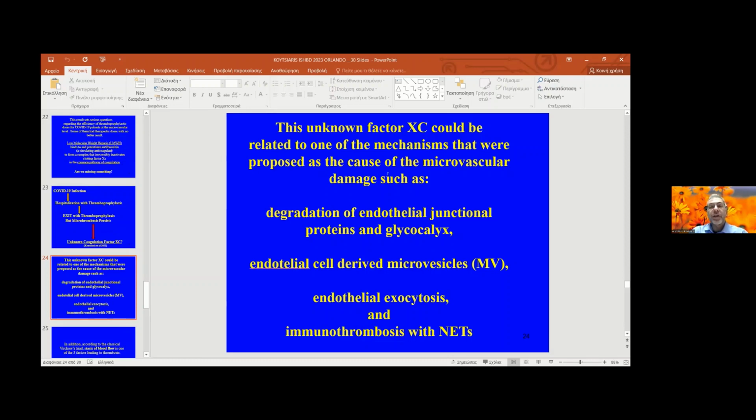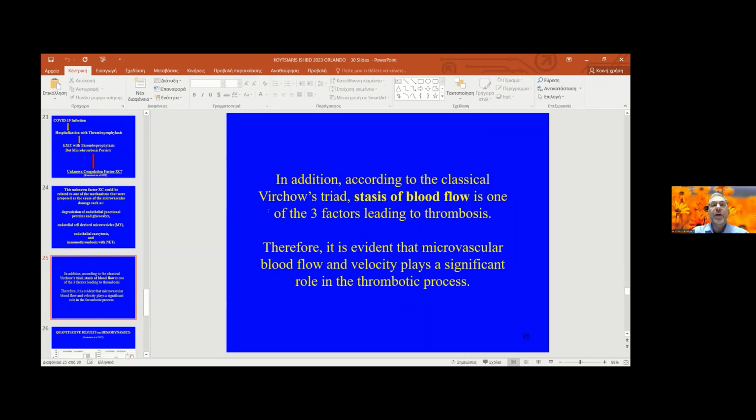This unknown factor, XC, could be related to one of the mechanisms that were proposed as the cause of the microvascular damage, such as degradation of endothelial junctional proteins and glycocalyx, endothelial cell-derived microvesicles, endothelial exocytosis, and immunothrombosis with NETs. So maybe one of these mechanisms has to do with this unknown coagulation factor.